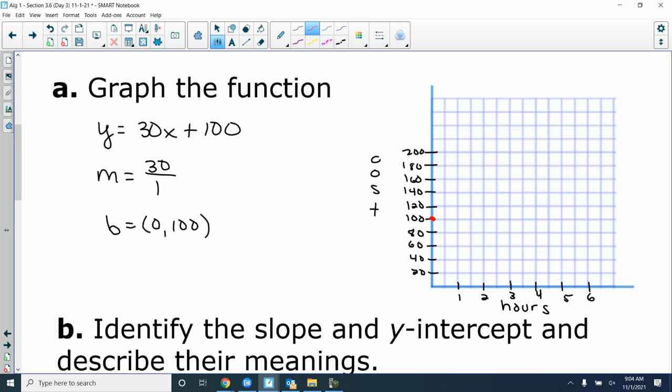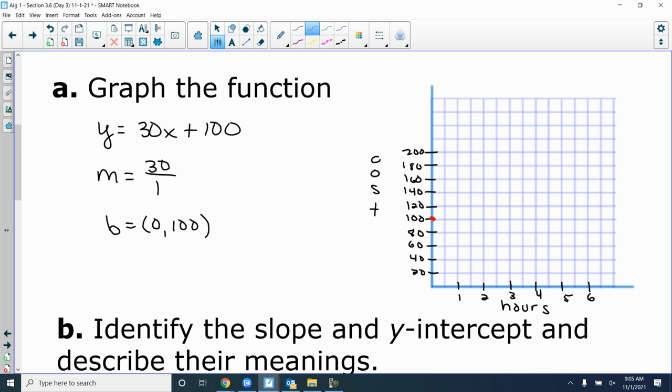How much money do you owe when they walk in the door? $100. Don't start it at 0. It starts at 100. That's my y-intercept. That's what it means. Now my slope is 30. We always said go up 30 blocks, or go up how many blocks and over. That's if everything's marked as 1. You have to go up $30 and over 1 hour.